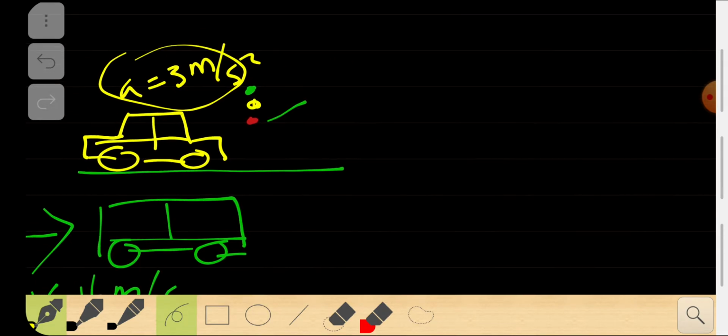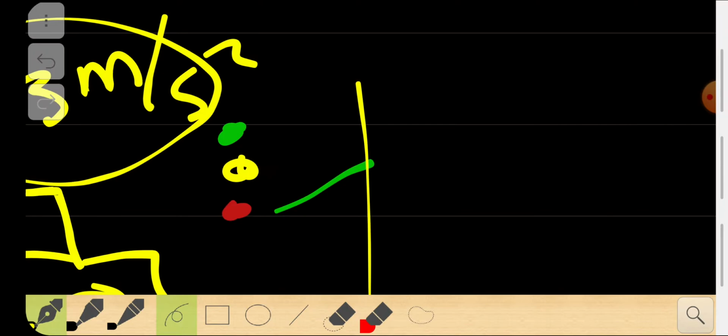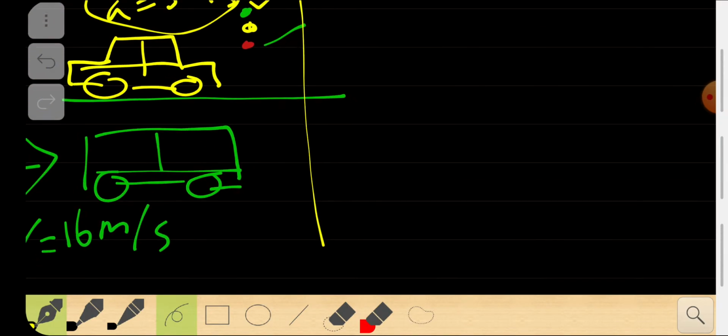Now suddenly, when the bus reaches the initial starting point, the signal turns green, and both of them start from 0. This point is x0.